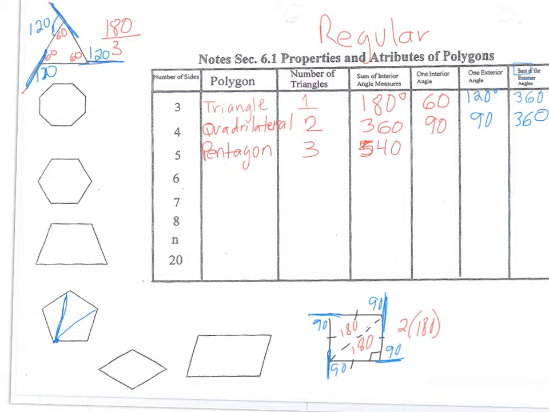What's the interior angle? 108, because it's 540 divided by 5 angles. They're all the same. So 108 degrees. Great. How about an outside angle, if I was to extend the side? 72. That's right.